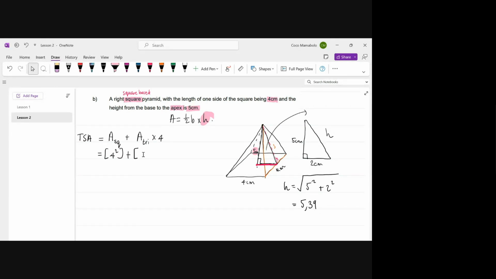So I can then open up here, half times the base. My base of my triangle is 4 centimeters times the perpendicular height, which is now 5.39 we've established. And all of this times 4. Oh, why did I close that? All right. And we just punch this into our calculator exactly the way that we are seeing it.